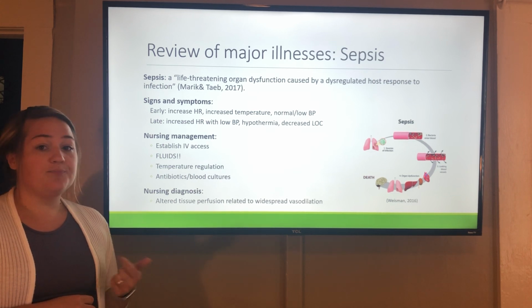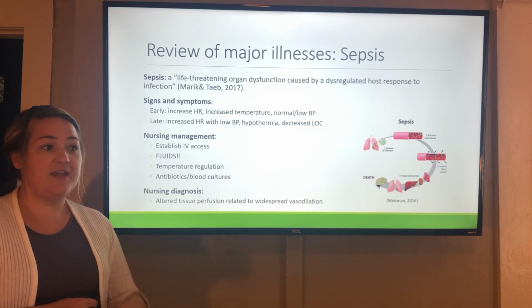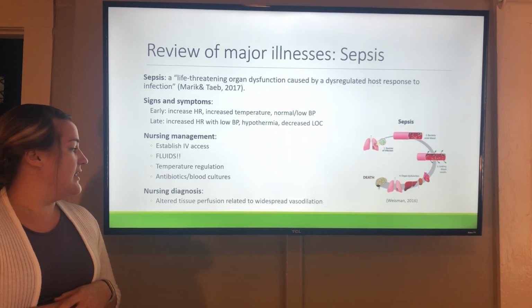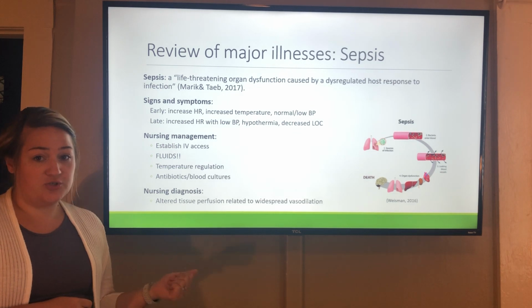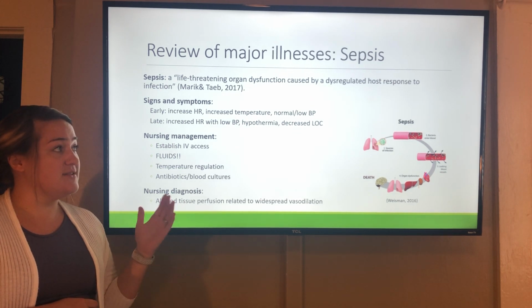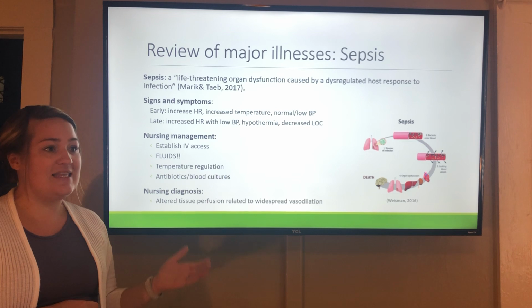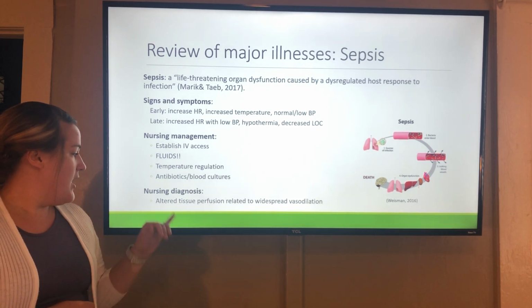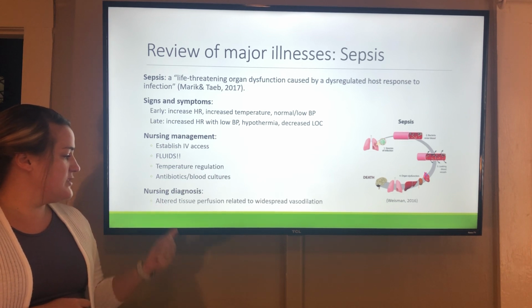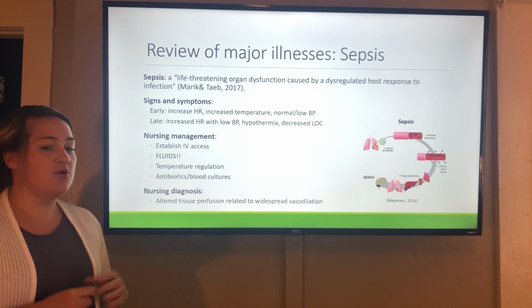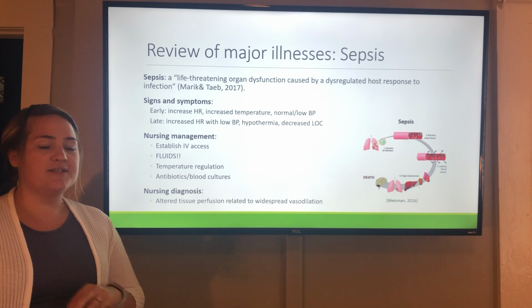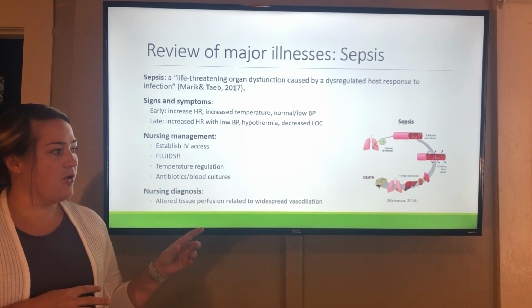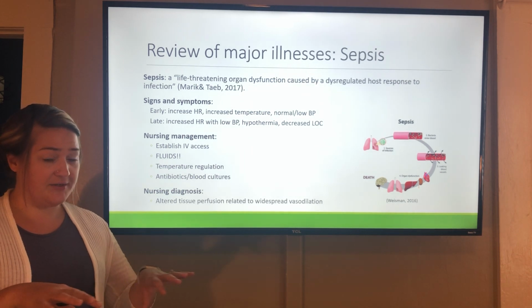Get fluids on board. You can do temperature regulation, so if they have a fever, you can give Tylenol. If they're cool, you can put on a Bair Hugger. And then make sure that antibiotics and blood cultures are on board, because this is a severe systemic infection. So they need these broad spectrum antibiotics as soon as possible. An appropriate nursing diagnosis for this would be altered tissue perfusion related to the widespread vasodilation. So once again, going back to the patho of it, when the infection takes hold, it starts causing capillary leaking.